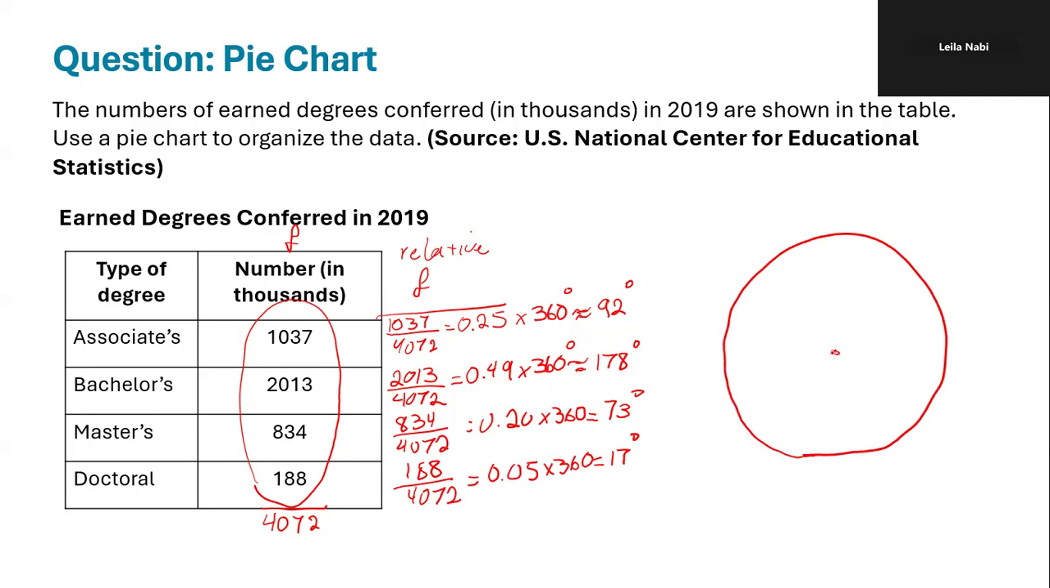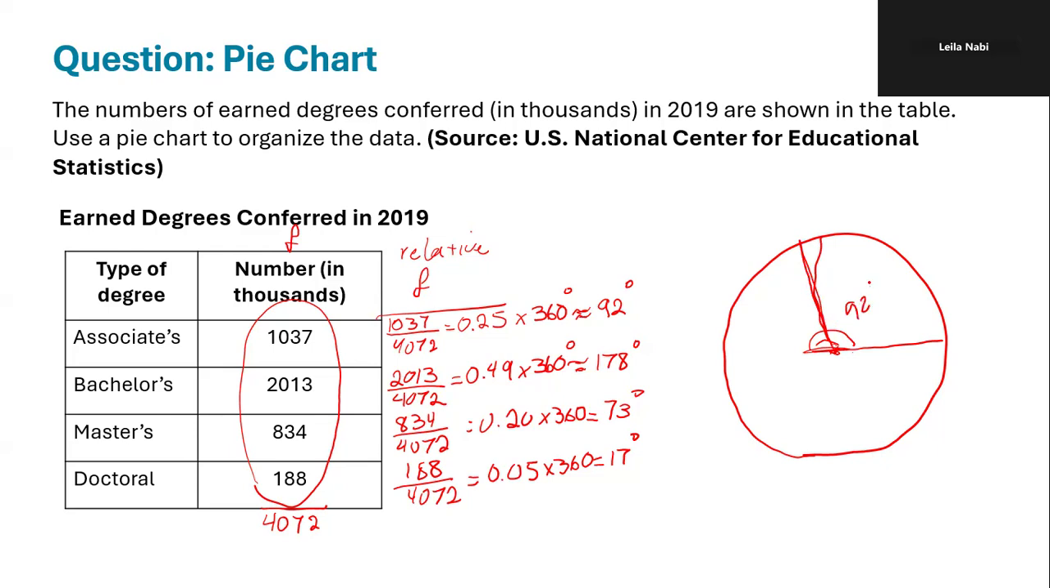Now we need to create a circle. Draw one optional radius; you can choose it anywhere in the circle. And then we use the protractor. We put the protractor here and find the angles. The first angle is 92 degrees.